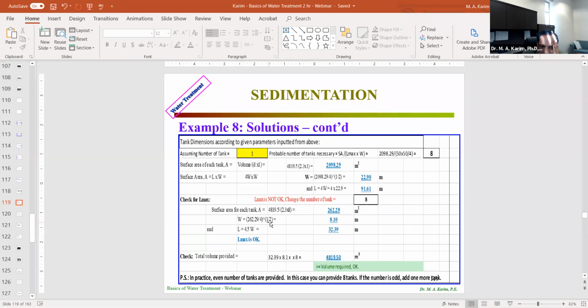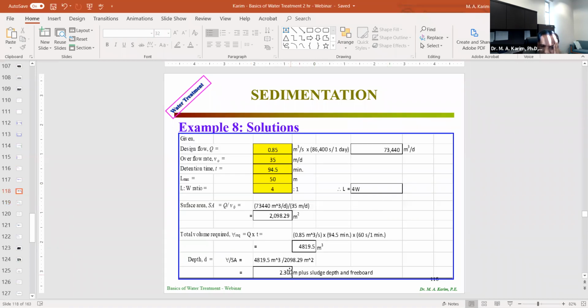So if I put 8 over here and do the surface area calculation, then I get this. Then if I do the W calculation, same way that I did, 8.1, and L would be 32.39. So this is less than 50. This doesn't have any requirement. And the depth is what? I think we already did the depth, right? Depth is we consider 2.3 meter.